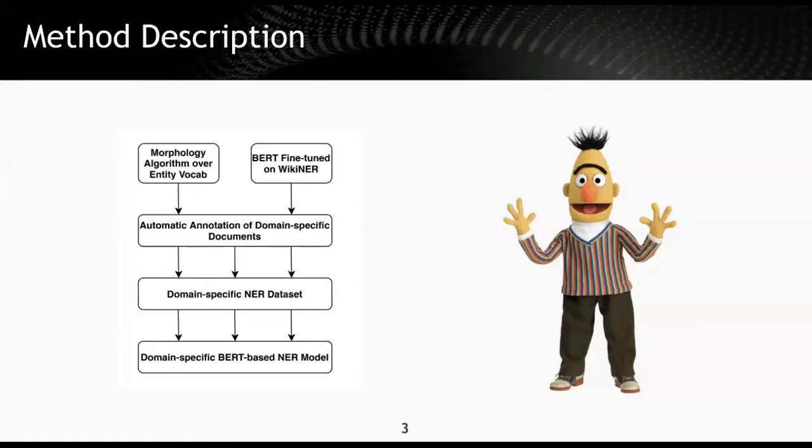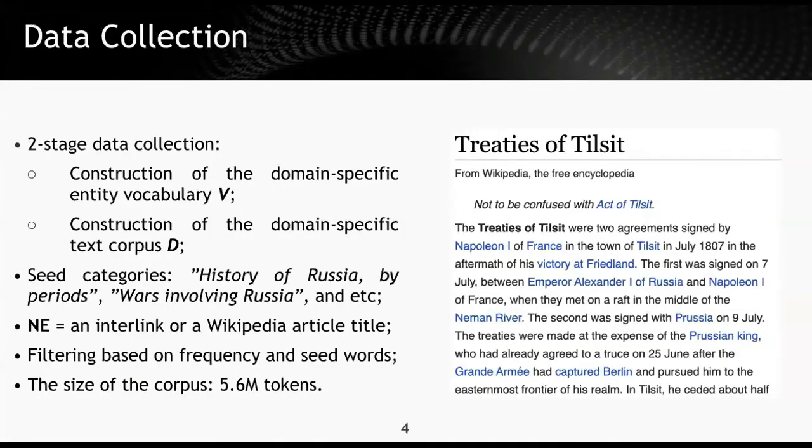We conduct the experiments in the domain of Russian history, which is represented by both generic entities and domain-specific entities. The data collection pipeline consists of two stages: construction of the vocabulary and collection of the domain-specific texts. We used the Wikipedia API to retrieve lists of titles of Wikipedia articles related to the domain of Russian history.